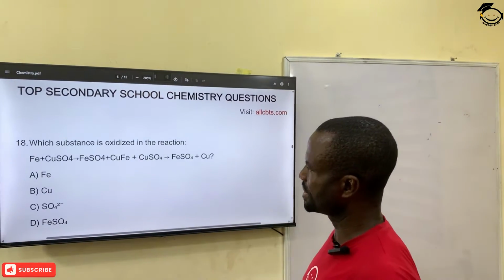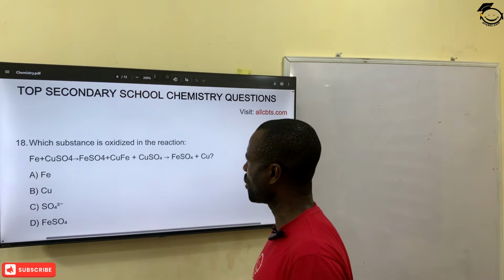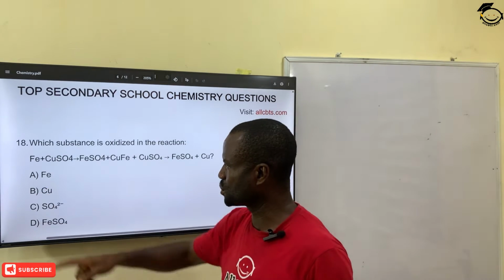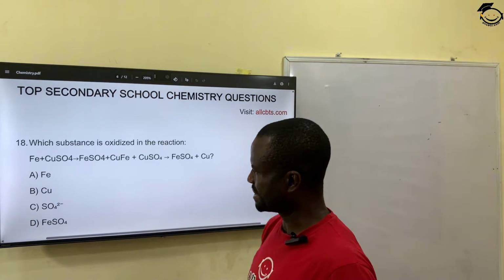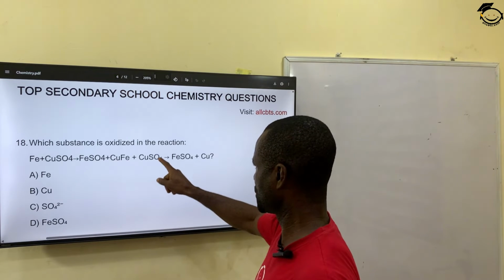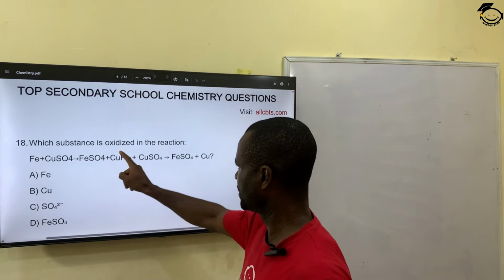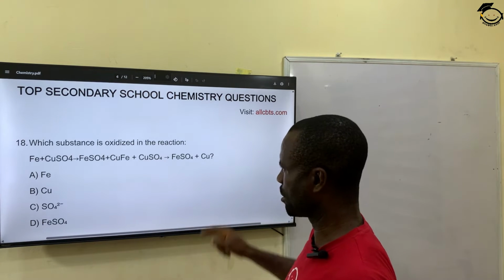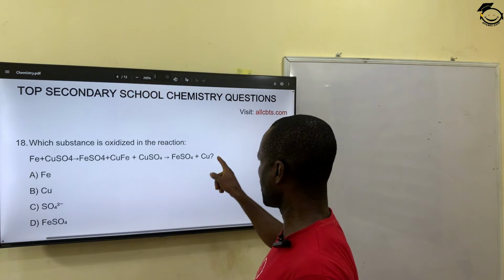Question 18 says, which substance is oxidized in the reaction? The reaction is iron metal reacting with copper 2 sulfate, giving you iron 2 sulfate and copper. In this case, copper has been what?